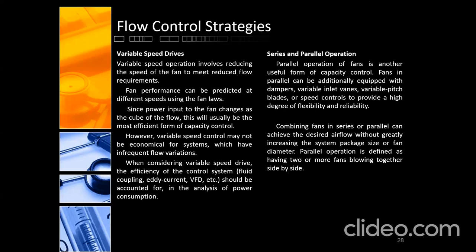Parallel operation of fans is another useful form of capacity control. Fans in parallel can be additionally equipped with dampers, variable inlet vanes, variable pitch blades, or speed controls to provide a high degree of flexibility and reliability. Combining fans in series or parallel can achieve the desired airflow without increasing the system package size or fan diameter. Parallel operation is defined as having two or more fans blowing together side by side.